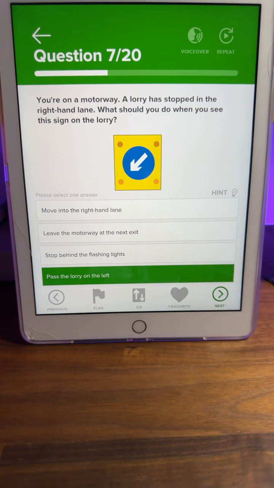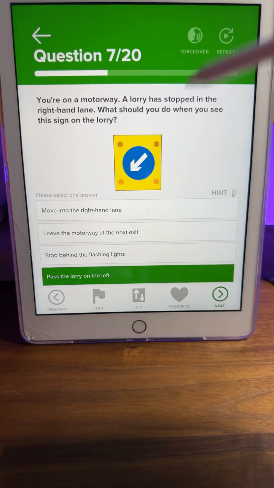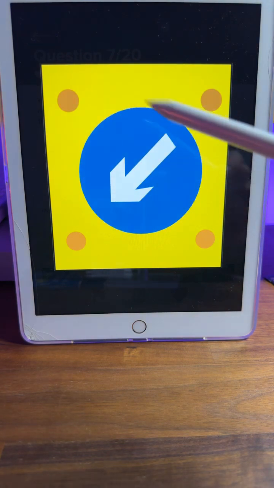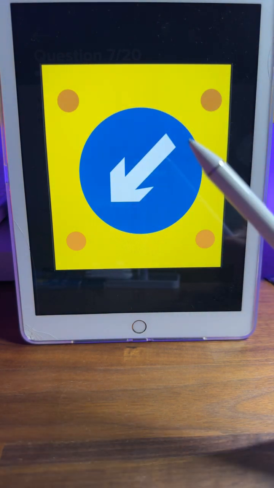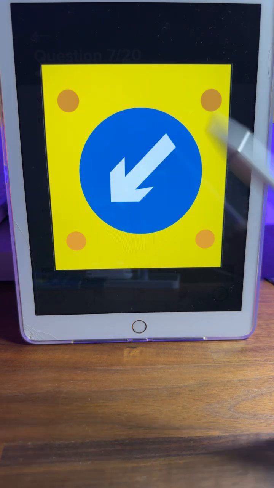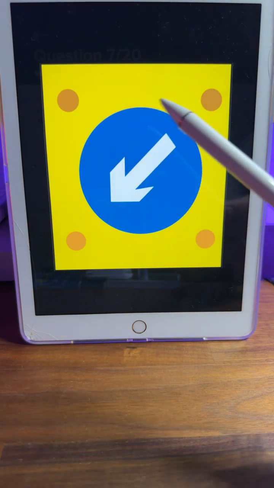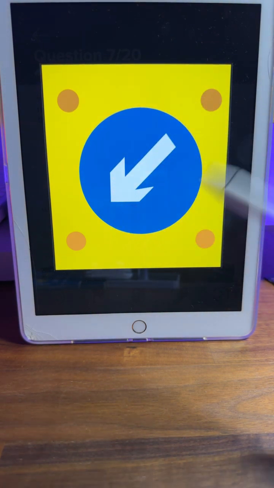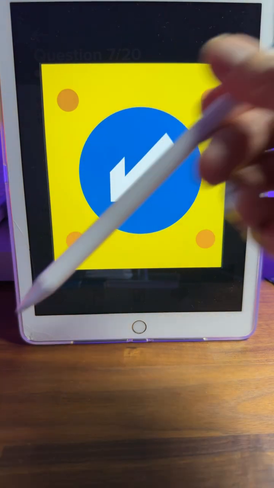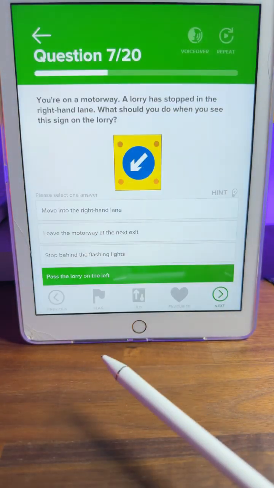All right, so yeah, this is telling you pass the lorry on the left. Now, it's simple, really. So remember, a blue circular sign is an order sign. It's telling you to do it, isn't it? Different shapes and different colors have different meanings. So if that was a circular sign with a red border, it means don't do it. But here we know it's on a blue background, so it's telling you do this. Arrows pointing to the left. Very, very simple to think about it.